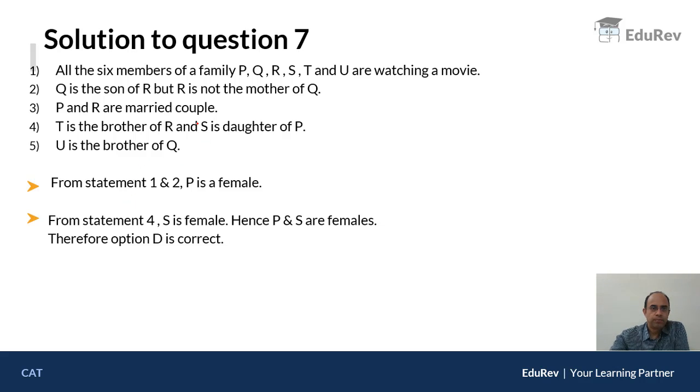The same thing I've derived from this information. P is a female and from statement 4, S is a female. Hence, P and S are females. Therefore, option D is the correct answer.